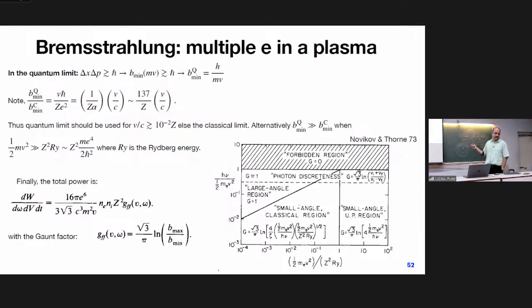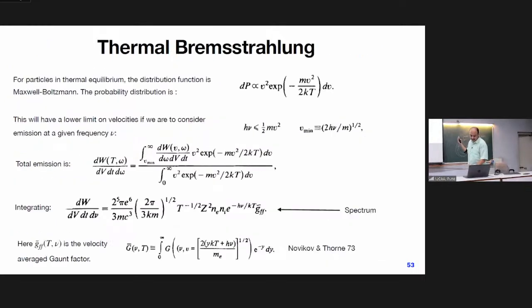But this formula is not of practical use because what we have assumed here is a constant distribution of ions and a constant distribution of electrons. In practice, of course, you will have a thermal distribution of electrons. So this is called thermal Bremsstrahlung. What we'll have to do is take whatever you obtained earlier, the distribution of ions and distribution of electrons, then assume that the distribution is a thermal distribution. So you have to integrate over the Maxwell-Boltzmann distribution.